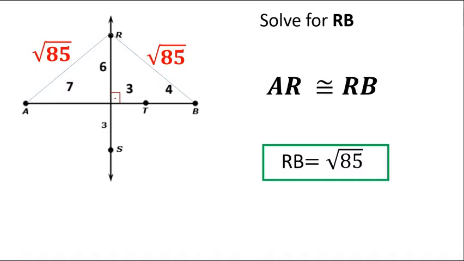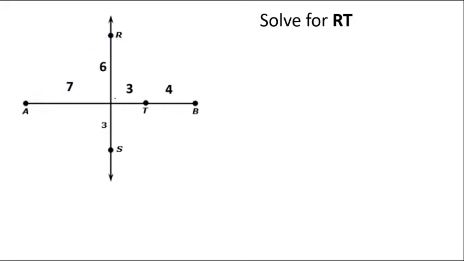Okay, let's go on to our next example. In this case, we want to solve for segment RT. So RT is this segment right here. And again, this forms a 90-degree angle. So we have our triangle here. So this is again A, this is B, and RT is our C.